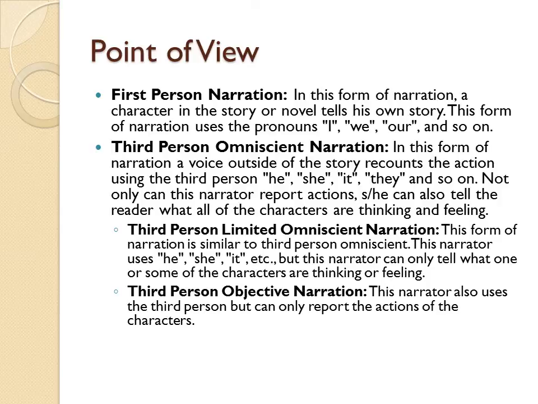Not only can this narrator report actions, she or he can also tell the reader what all of the characters are thinking and feeling. There are two branches under the third-person omniscient narration. First, third-person limited omniscient narration. This form of narration is similar to third-person omniscient. This narrator uses he, she, it, etc., but can only tell what one or some of the characters are thinking or feeling. Third-person objective narration. This narrator also uses the third person, but can only report the actions of the characters.